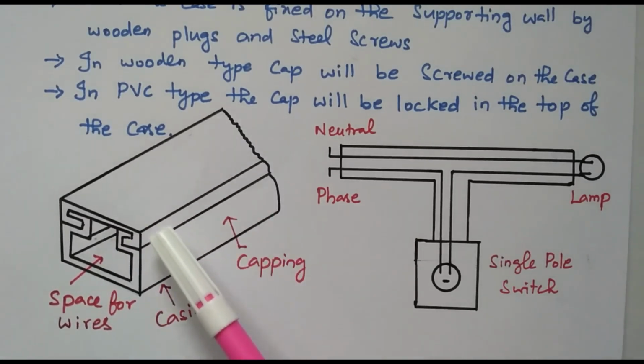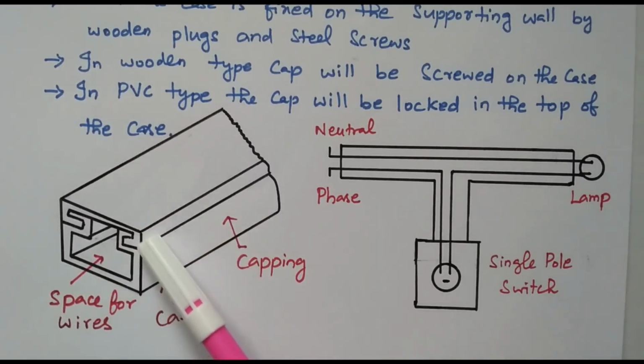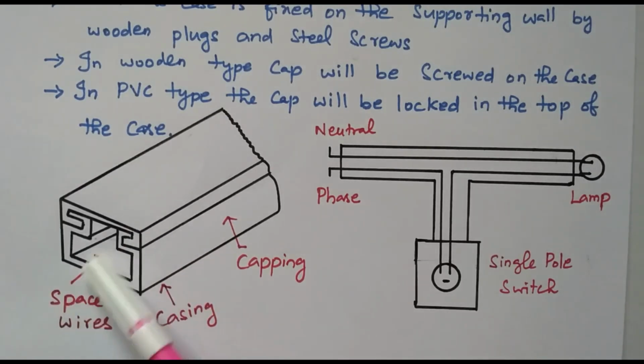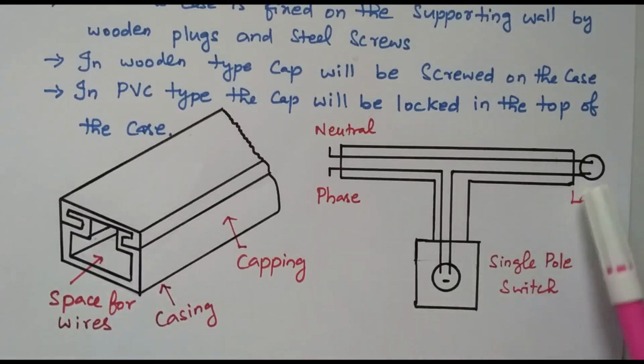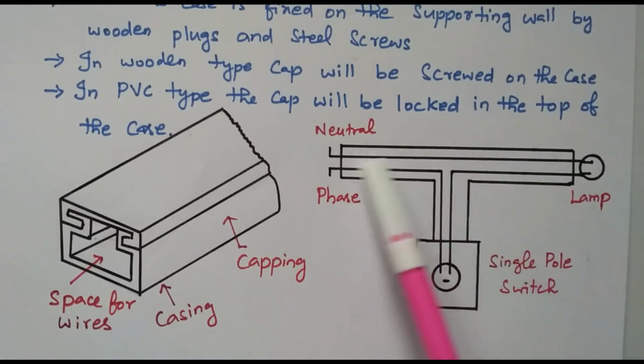So this is temporary. This one can be easily removed and easily fixed. There is no screw available, only the gap is there. Only the casing is fixed on the wall. This capping can be easily removed without any screw. Through the space the conductor is running. Here one model is available. The lamp is controlled by the switch. So this is the casing and capping wiring, this one and this one.